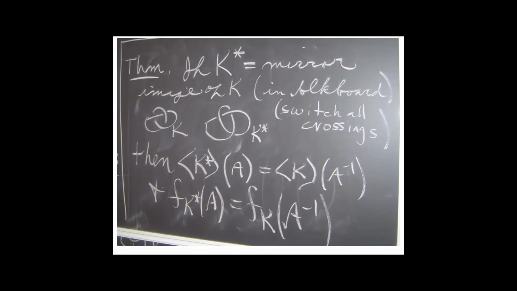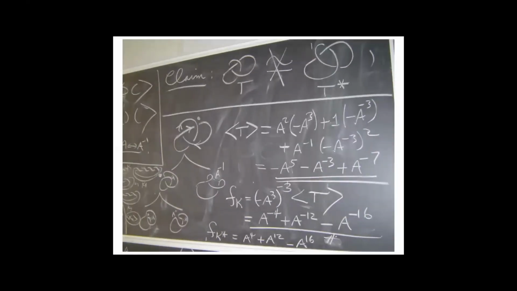So that means that the value for the mirror image is the value for the knot with A inverse replacing A. And if it should happen that that gives you a different polynomial, if it should happen that f of K star is not equal to f of K of A, well then you know that the knot couldn't be equal to its mirror image because they would have different invariants. So here's the short calculation in the case of the trefoil.